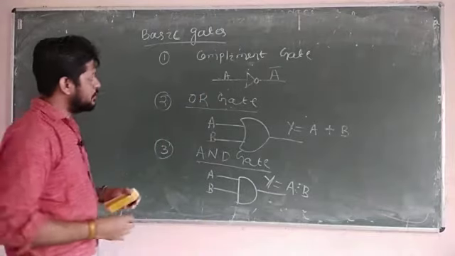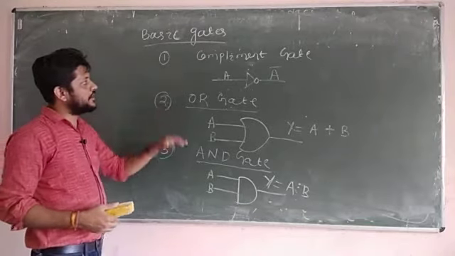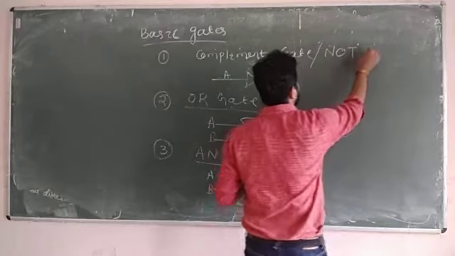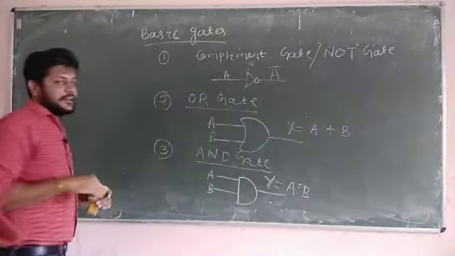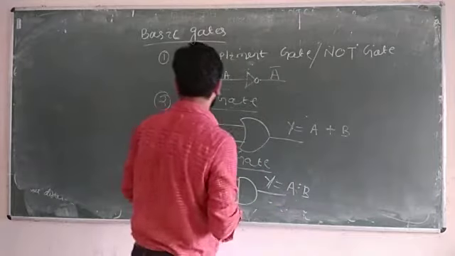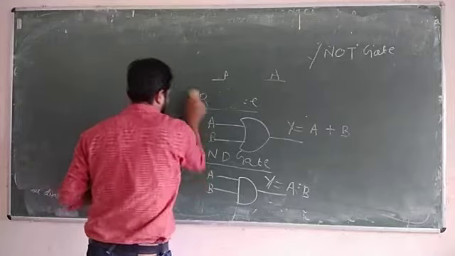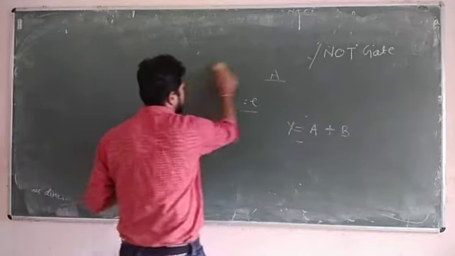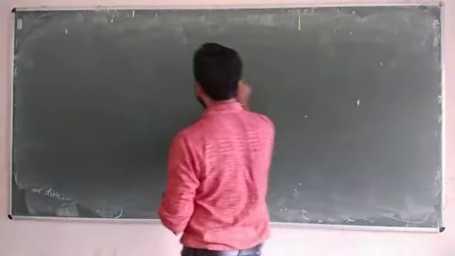So next we will study about the universal gates. This is the basic gates, that is your complement gate or NOT gate. This is also known as NOT gate, OR gate and AND gate. These 3 are your basic gates. Now we will study about your universal gates. There are 2 gates known as universal gates. I will explain why these gates are known as universal gates.